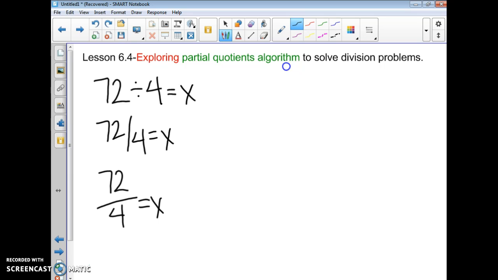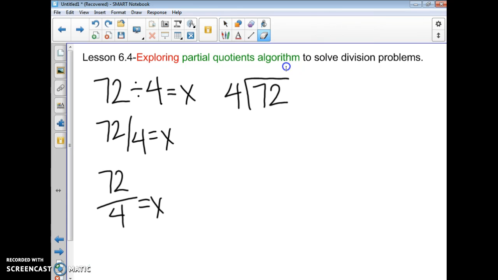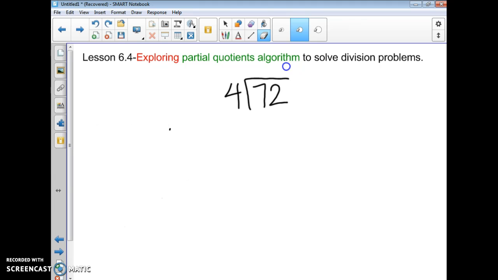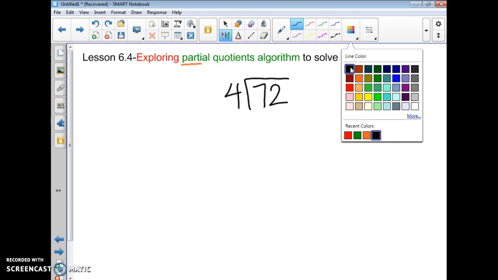The other way you might see this set up, and the way we're going to be working with it today so that we can use our partial quotients algorithm, looks just like this. Something you may recognize in our terminology is the word partial, meaning part. You recognize it from our partial products algorithm that we used several weeks ago. So what this tells me is we're going to be breaking these numbers into parts to be more manageable and solve much more efficiently for us.